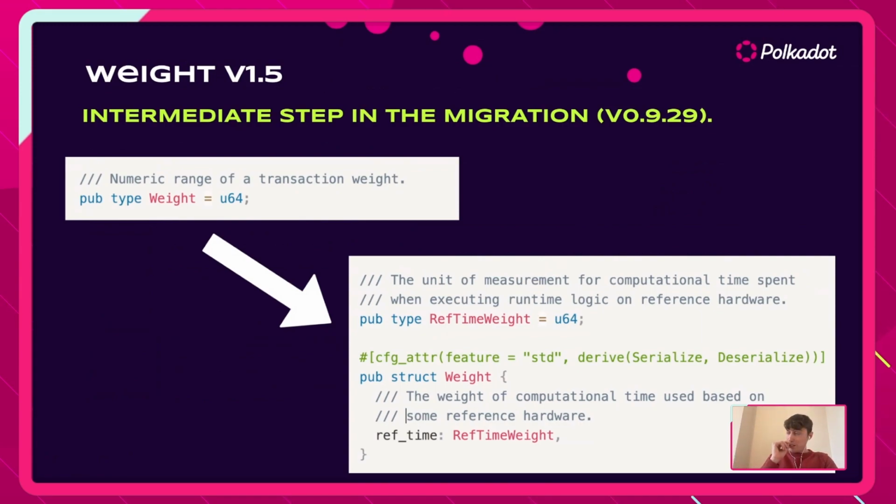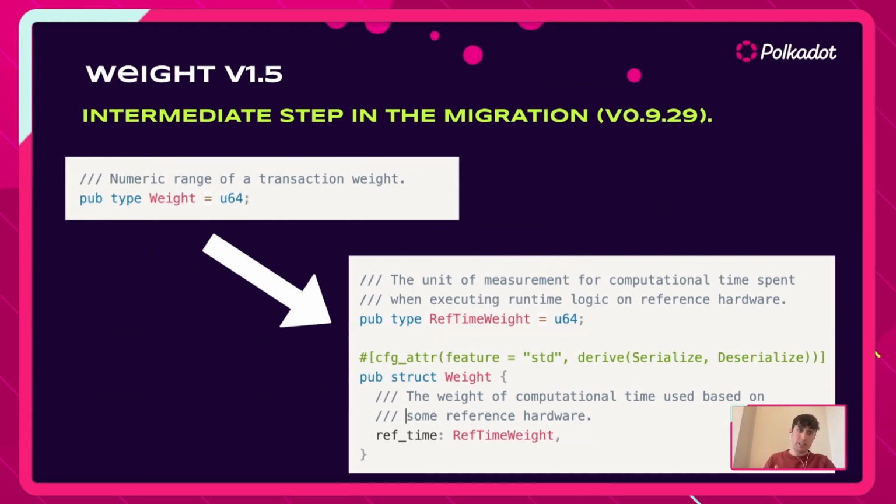The migration was not easy at all, because the whole concept of weights was changed. Again, this is how weights looked in the code, basically a u64, and now we are converting it into a struct Weight that is multidimensional and has different variables.